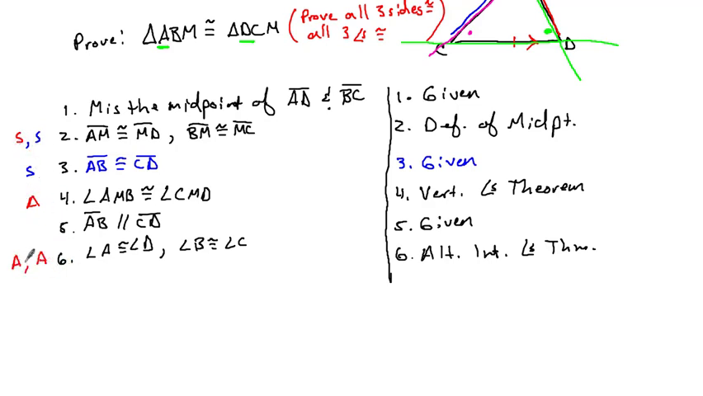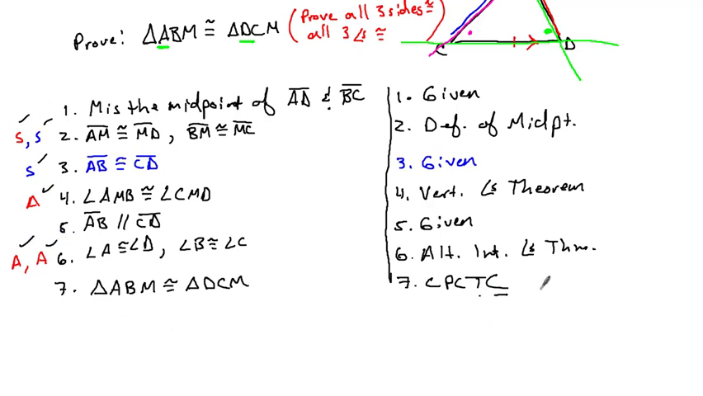So I have all three sides and all three angles, so I'm ready to prove that they're congruent with my last line. Triangle ABM is congruent to triangle DCM, and the reason is that corresponding parts of congruent triangles are congruent. So CPCTC, I've proved all the corresponding parts are congruent, so therefore the triangles are congruent. So that's it, and that's one of the ways you can use CPCTC in a proof.